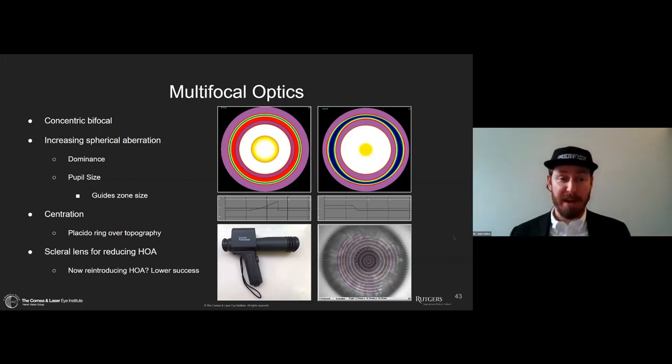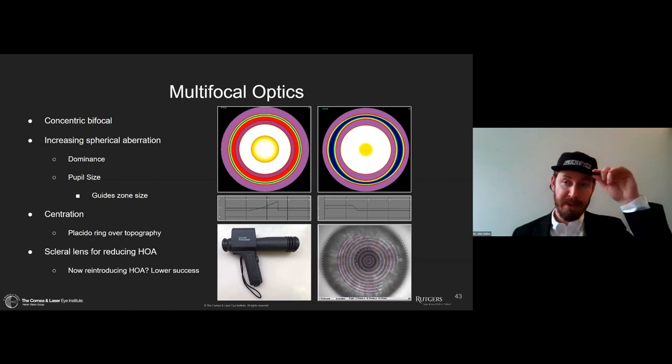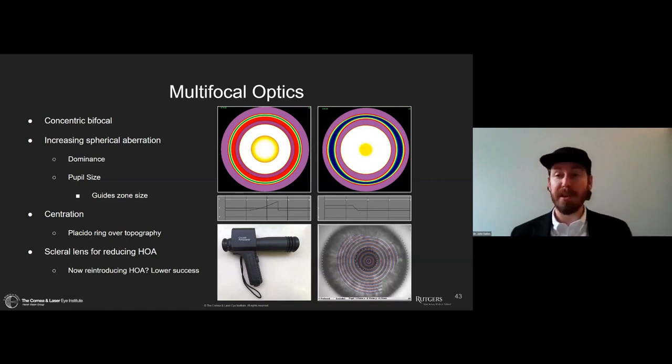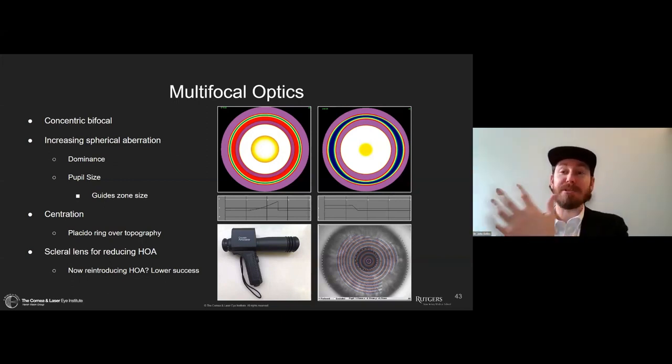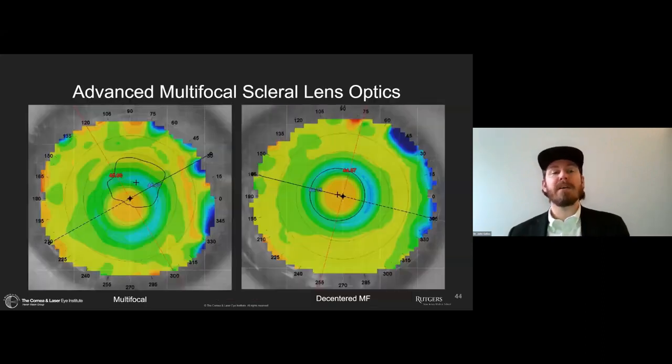Now, the tough part for a lot of us is we're using scleral lenses for reducing higher order aberration. If we look at the SCOPE study, the majority of these are used for irregular corneas, over 70% of them. So we're trying to reduce their aberration profiles. But now when we add in the multifocals, we're reintroducing aberrations into it. So that's why we may experience lower levels of success with these multifocals in these patients. So here's an example of how we can take care of that.